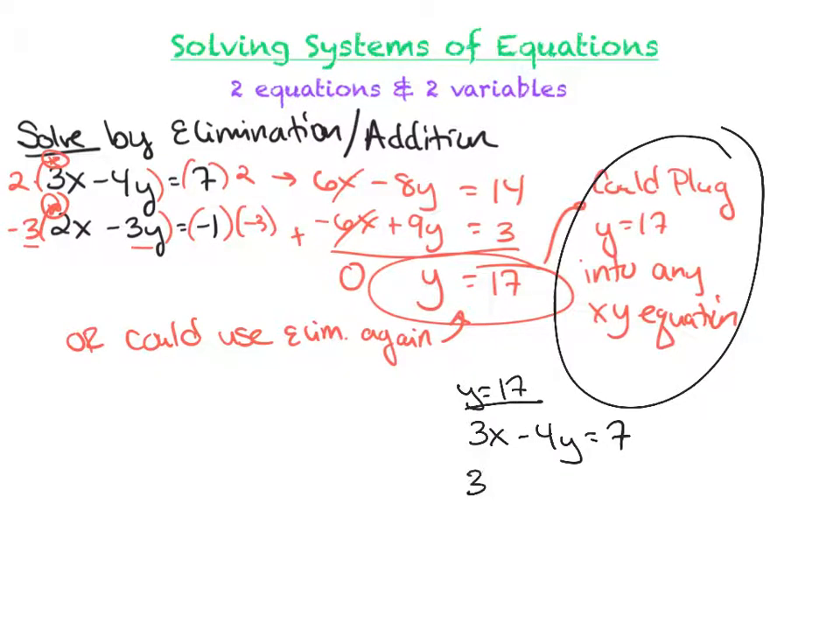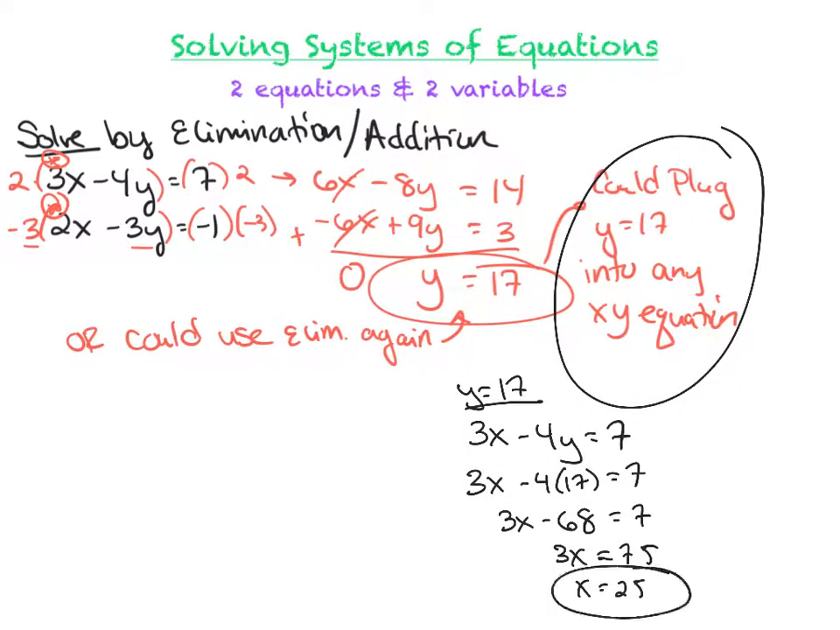That'd be 3x minus 4 times 17 equals 7. So 3x minus, what is that, 68 equals 7. Adding the 68 to both sides, we get 3x equals 75, and dividing by 3, x equals 25. So our system of equations has a solution at the ordered pair x equals 25 and y equals 17. Pretty much every single time we write the answer to a system of equations, we write it in ordered pair, or in the bigger problems, ordered triple form, where the x comes first and the y comes second, to remind us that we have an intersection point for those two equations.